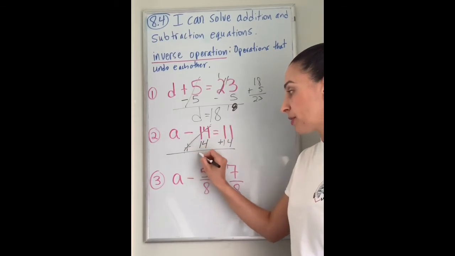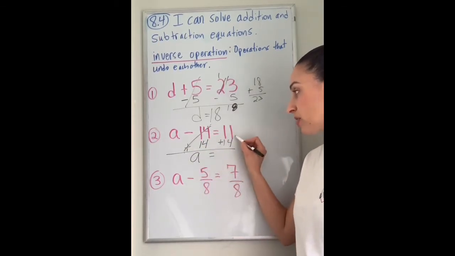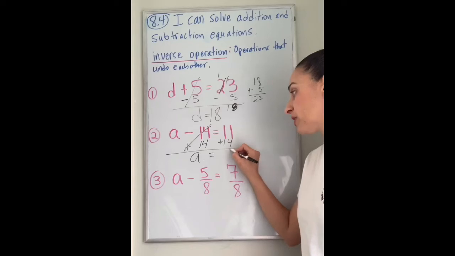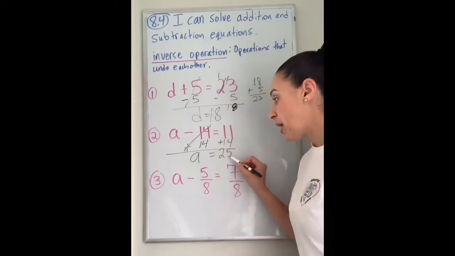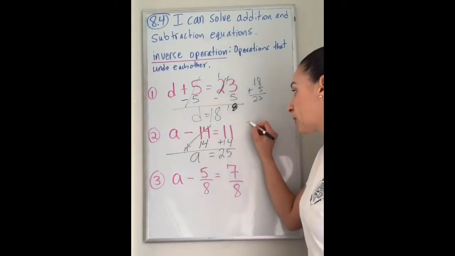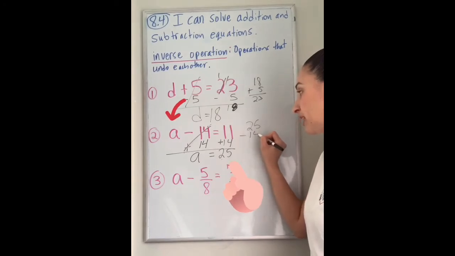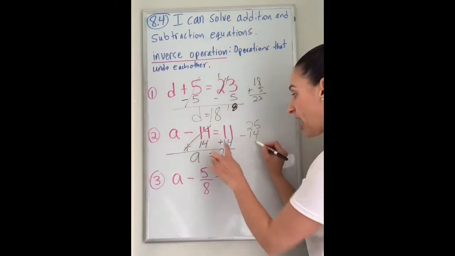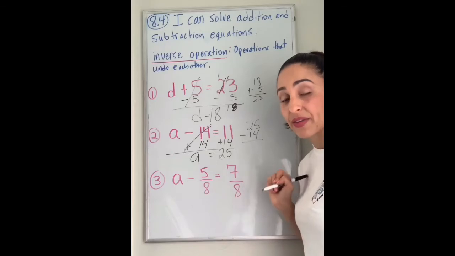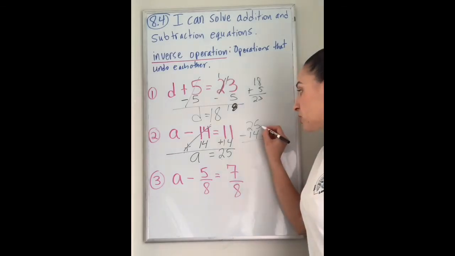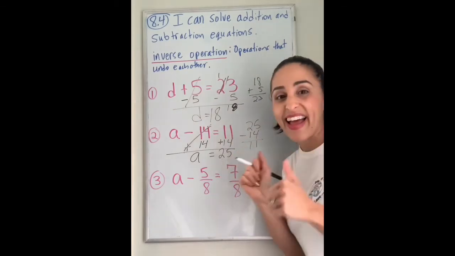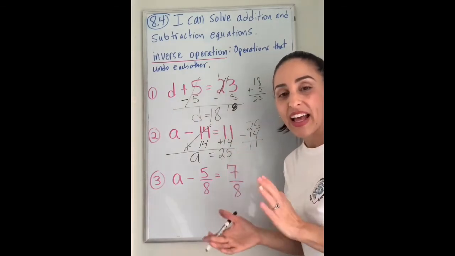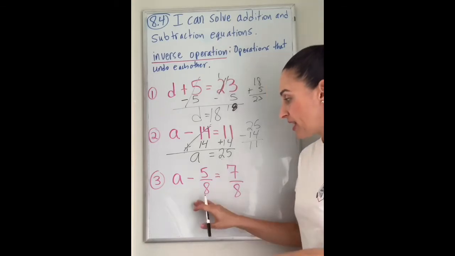This cancels out. I'm left with A. A equals 11 plus 14. 1 plus 4 is 5. And 1 plus 1 is 2. So I have 25. Let's see if this is really the solution to the equation. I have A equals 25. So 25 minus 14. I'm going back to the original equation. I should be getting 11. Let's see if I get 11. If I do, then I'm doing it right. So 5 take away 4 is 1, and 2 take away 1 is 1. I got 11. Yay! I found the solution to the equation, and I was correct using inverse operations. Next one. Dun, dun, dun.